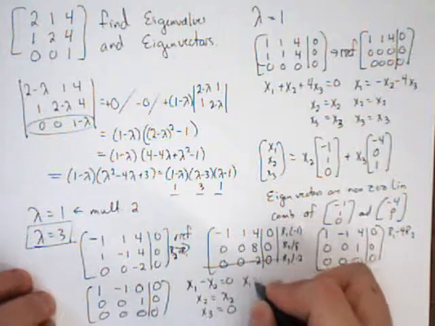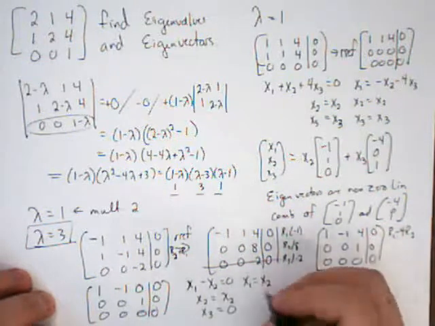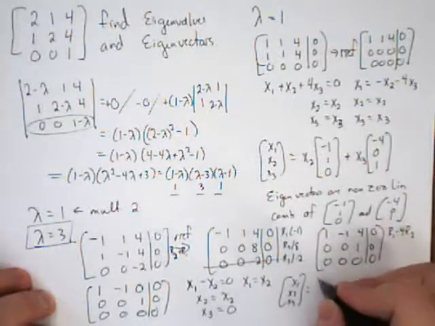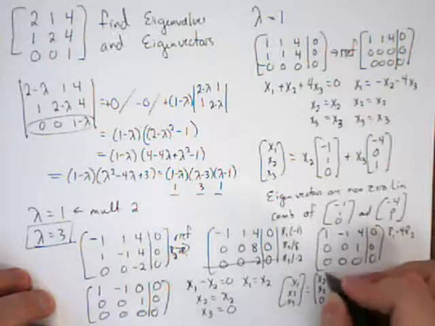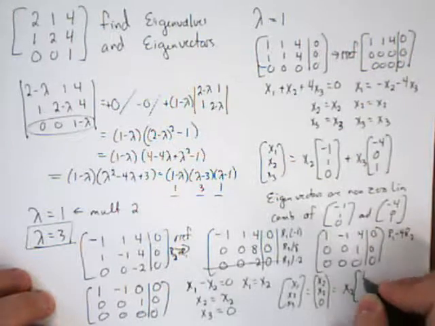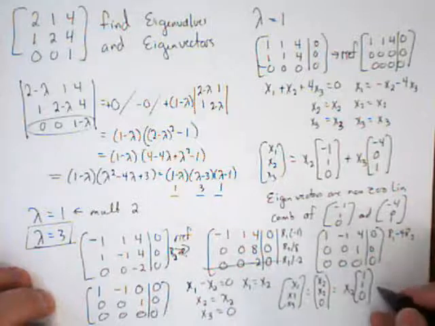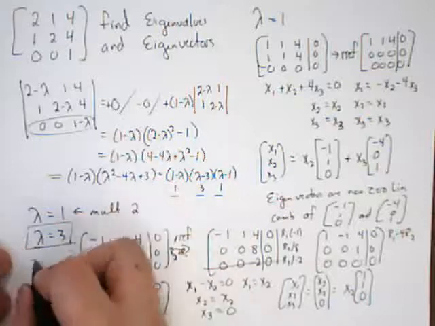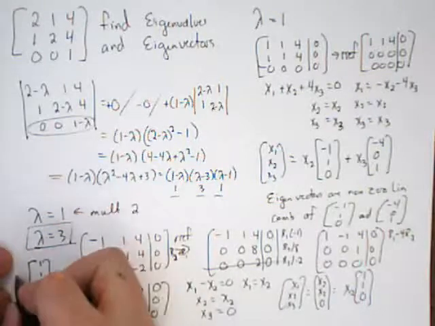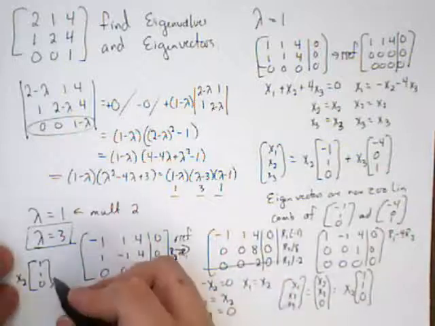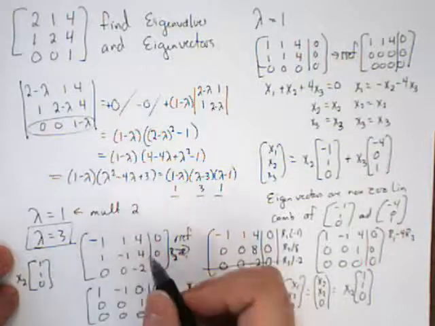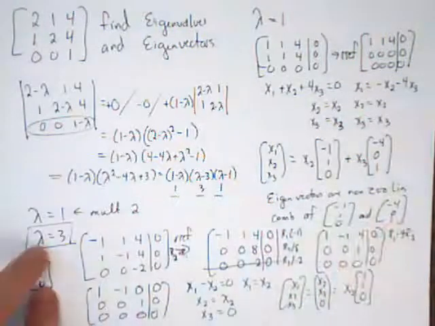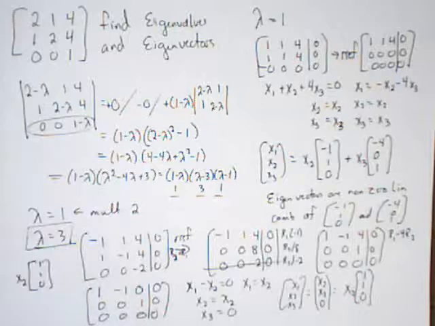I can rewrite this top one as x1 is x2, rewrite it in terms of the free variables, and then we get x1, x2, x3 is x2, x2, 0, which is x2 times 1, 1, 0. In this case, any linear combination of 1, 1, 0 is an eigenvector for lambda equals 3. So the vector 1, 1, 0 times any number at all, other than 0, will give me another eigenvector. So we have our eigenvectors for lambda equaling 1, we have our eigenvector for lambda equals 3, and that completes the screencast.